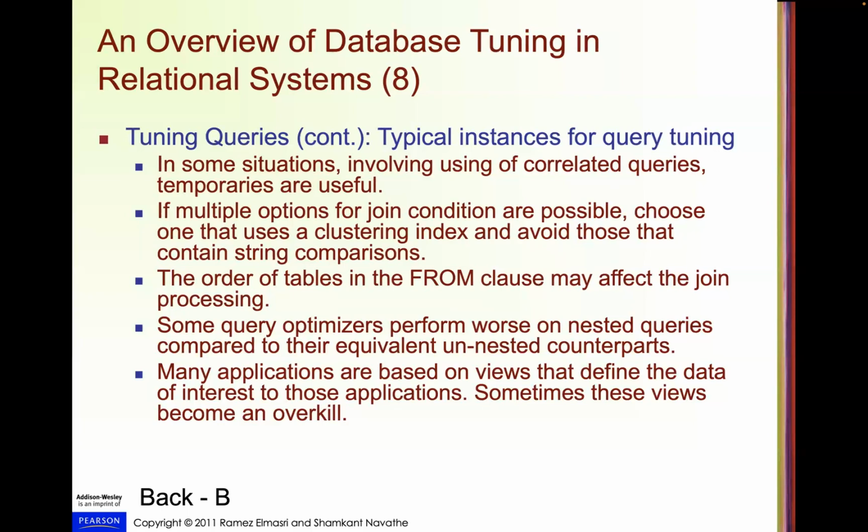So it says that when there is a need to bring the data out of two tables, arranging the tables after the FROM clause is also very important. Some query optimizers perform worse on nested queries compared to the equivalent unnested counterparts. So changing a nested query into an unnested query is an option here. Okay. You remember what is a nested query? A query inside a query. So in such cases, we can convert the nested to unnested form.